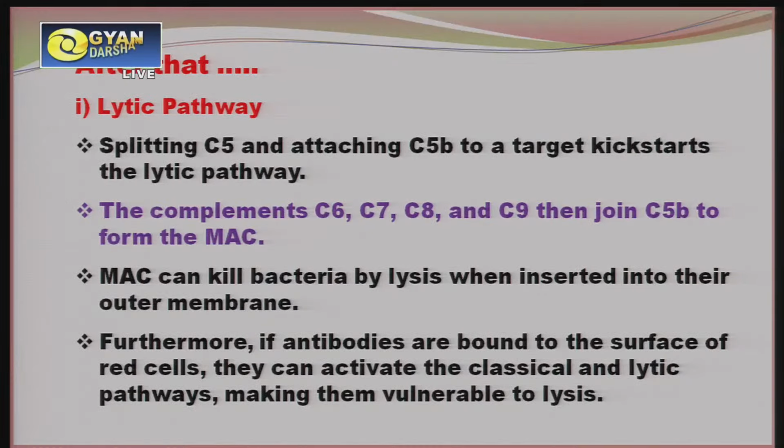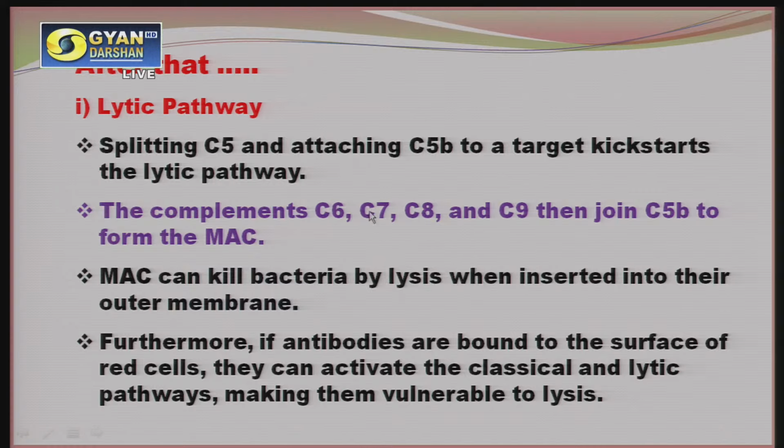After that, there are two pathways. The first one is the lytic pathway: splitting C5 and attaching C5 to the target kick-starts the lytic pathway. Complement C6, C7, C8, and C9 then join C5 to form the MAC, which is inserted into the outer membrane, and the MAC can kill the bacteria by lysis. So these are the mechanisms involved in the complement system, by which it ultimately kills the pathogens.